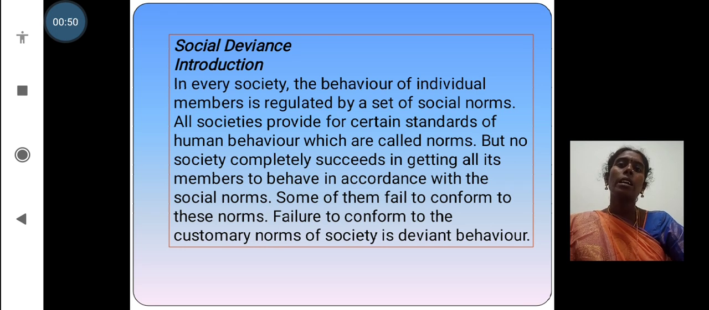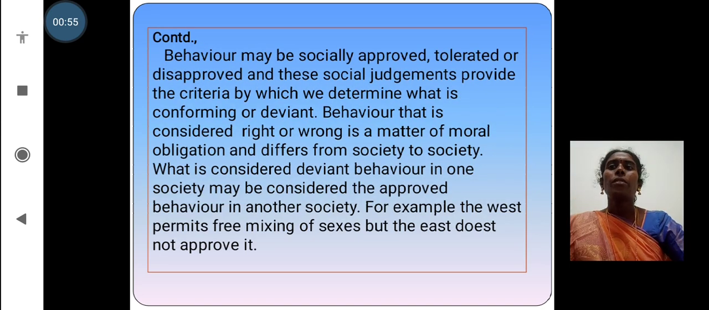Failure to conform to the customary norms of society is deviant behavior. So those who deviate from our social norms show deviant behavior. Behavior may be socially approved, tolerated, or disapproved, and these social judgments provide the criteria by which we determine what is conforming or deviant. Behavior that is considered right or wrong is a matter of formal obligations and differs from society to society. Yes, definitely, that behavior and the rules and regulations or norms differ or vary from society to society.